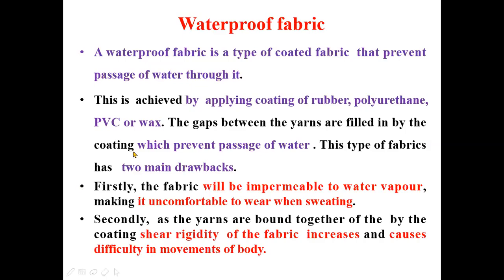Again I am telling, this type of waterproof fabric is manufactured by means of coating fabric. That means first we prepare the fabric, thereafter we apply the coating of polyurethane, PVC, wax, and also rubber. As a result of coating, the gaps between the yarns are filled, and this prevents the passage of the water as well as the moisture vapor.